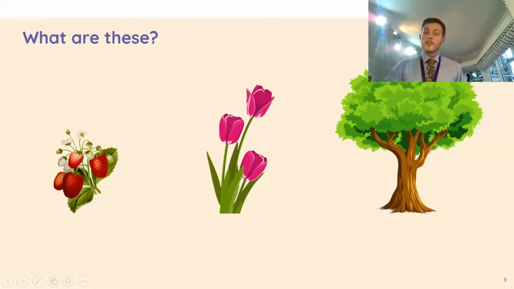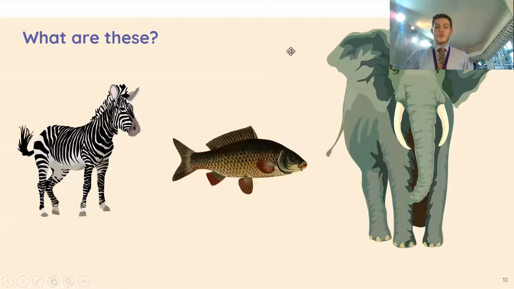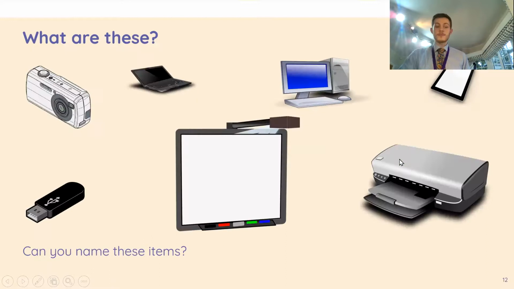Now, what are these? You can look at all these things. What are they all? Nice quick question. Well, all these things, they're all living things. They're all plants. Next one. What are all these things? This one, this one, this one. They're all living things, but they are all animals. Now, what are all these things? These things are all computers.